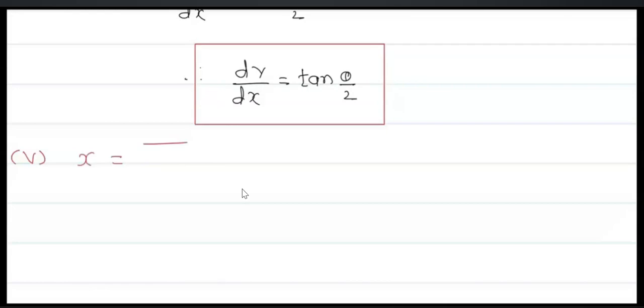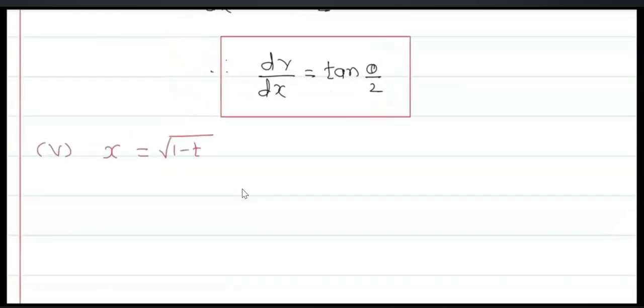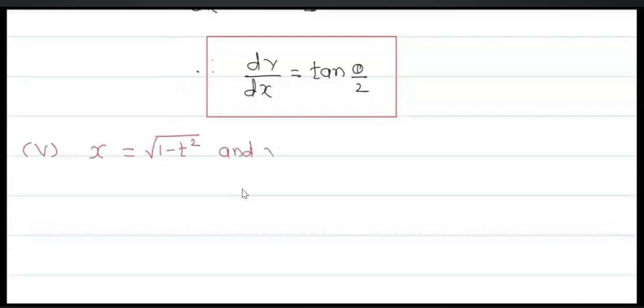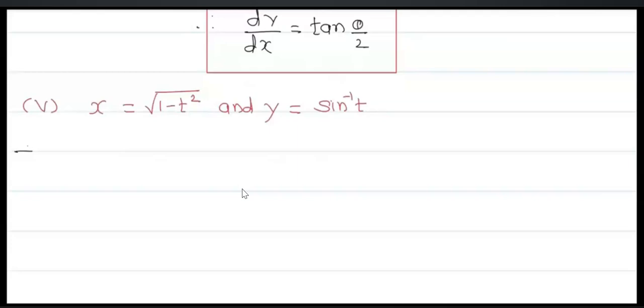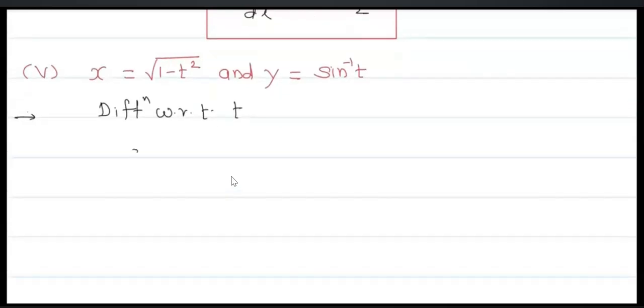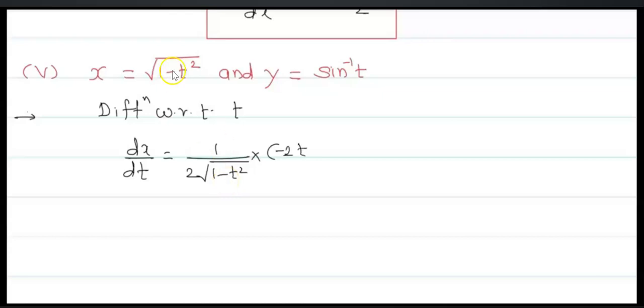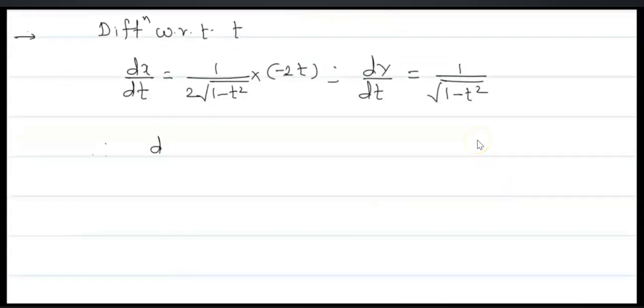Fifth one: x is equal to root of 1 minus t square and y is equal to sine inverse of t. Now differentiate this with respect to t. dx upon dt is equal to 1 upon 2 root of 1 minus t square into d/dx of 1 minus t square. Derivative of 1 is 0 and t square is minus 2t. Again, dy by dt is 1 upon root of 1 minus t square.